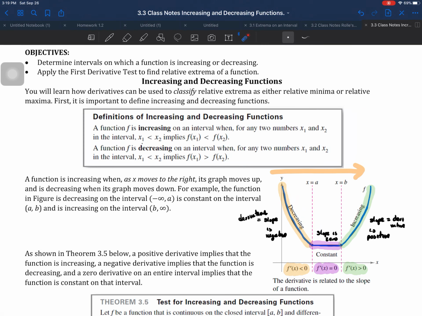Increasing, constant, decreasing. Derivative is positive, derivative is 0, derivative is negative.